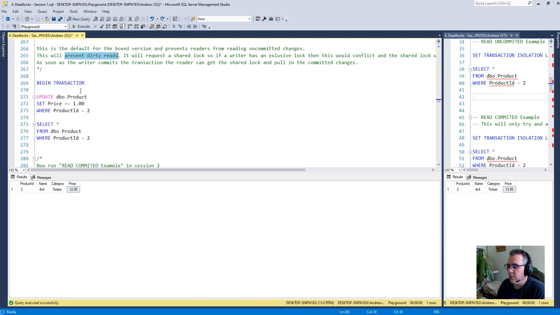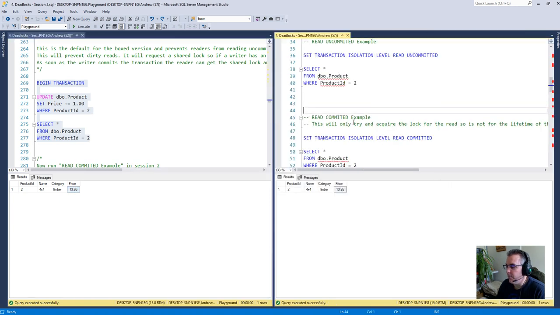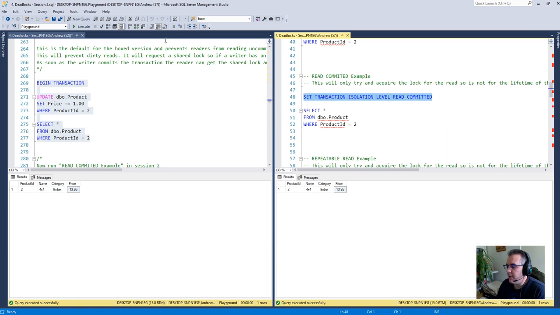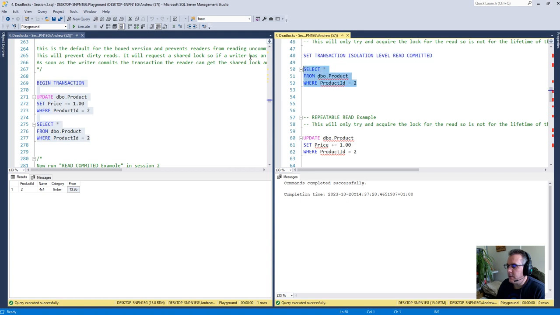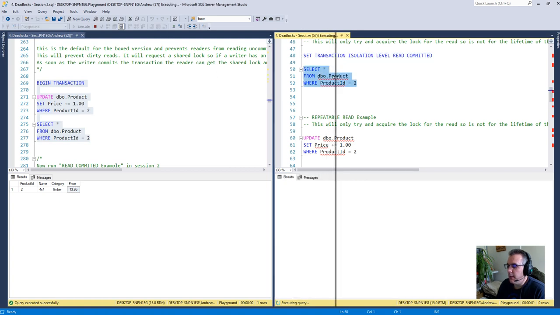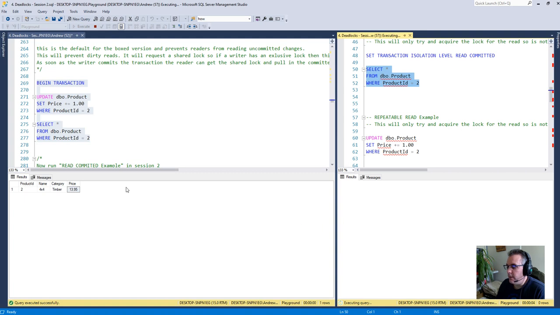So let's do this again. We're going to increment this value again. Still hasn't changed because we rolled back. So the transaction's open. It's at £13.95 in the transaction. We set the isolation level now to read committed instead of uncommitted. When we run this, we're back to what I originally showed you. This just sits and spins and waits because this has now got a lock on this product ID 2. We're trying to get product ID 2. Because it's read committed, it will only get it when it's committed, so it's now blocked.